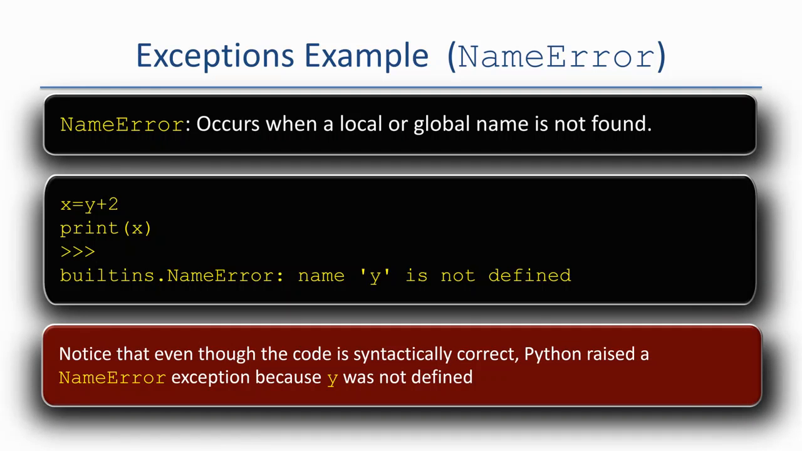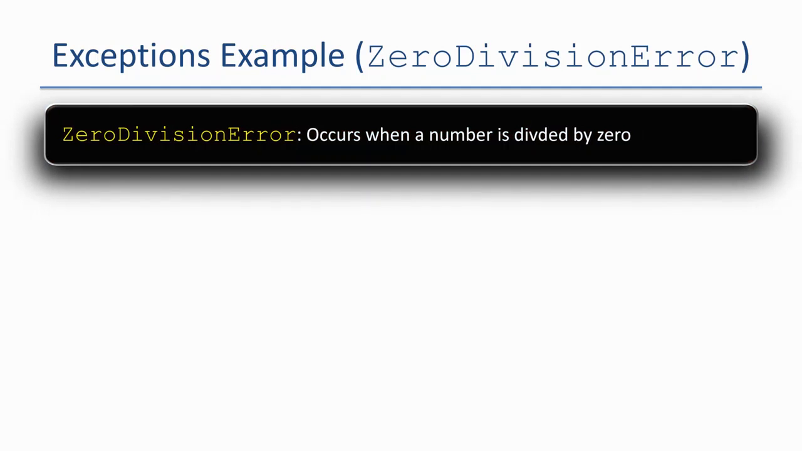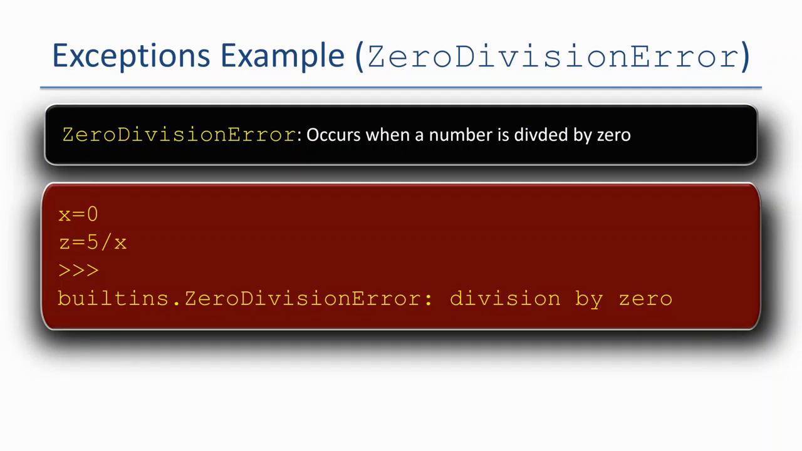Here is another example, the zero division error exception. Zero division error occurs when a number is divided by 0. This is an example with a simple program with 2 lines. In the first line, x is equal to 0, and in the second line, z is equal to 5 divided by x. It is obvious that when Python tries to execute this program, even though it is syntactically correct, when it tries to divide 5 by 0, it will raise a zero division error exception.